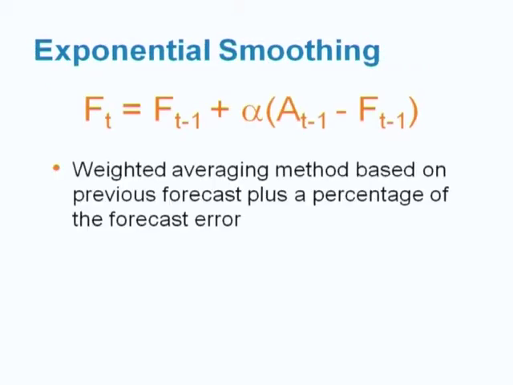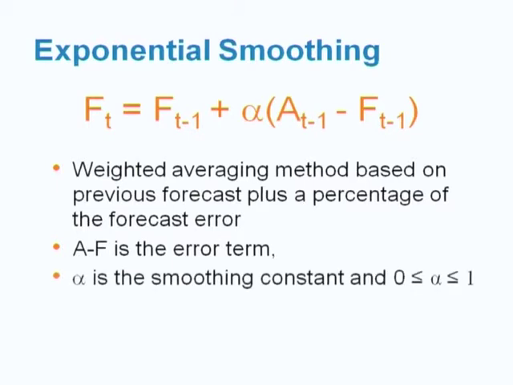For the last one, exponential smoothing, the forecast F t equals the forecast F t-1 plus alpha times the actual demand minus the forecast F t-1. It is a weighted averaging method based on the previous forecast plus a percentage of the forecast error. The difference of A and F is the error term. Alpha is the smoothing constant. Its range is greater than 0 and less than or equal to 1.